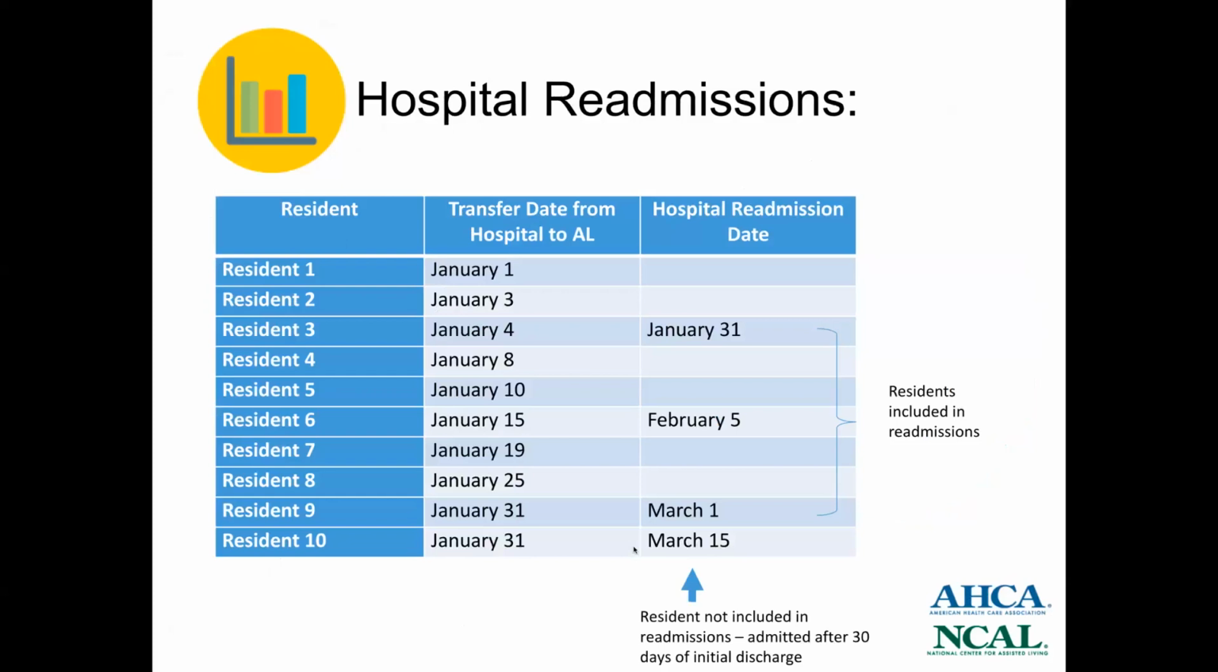And March 1st is within their 30 days. It seems kind of crazy because it's 2 months later, but really it's within 30 days. So those 3 individuals are included, and we're going to show you an example. So for your January readmissions, 10 would be your denominator and 3 would be your numerator. So it would be 30%. You don't have to calculate that.